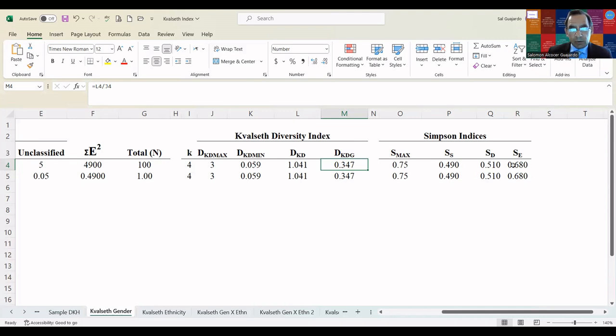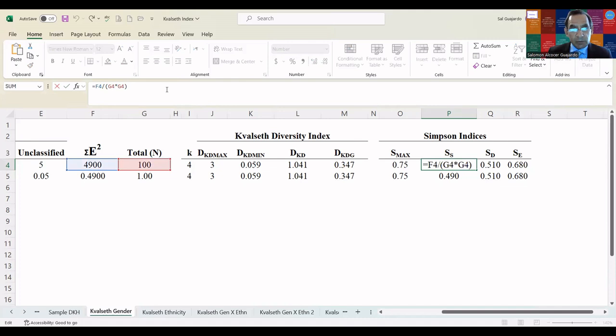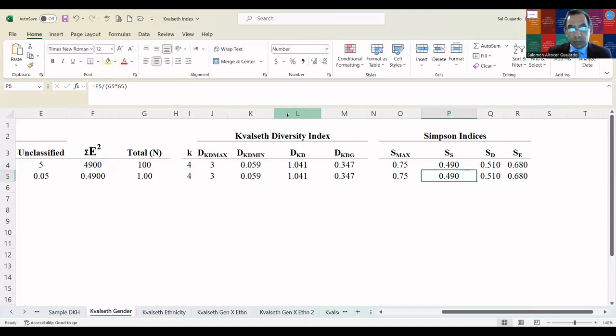And again, that is smaller than the Simpson standardized score of 0.680. Remember that the Simpson concentration score is the sum of the frequency squared divided by the total number of individuals squared. So remember that the frequency squared is 4,900. And when I divide that by 100 times 100, which is 10,000, that is going to be 0.490, which is the Simpson concentration score.